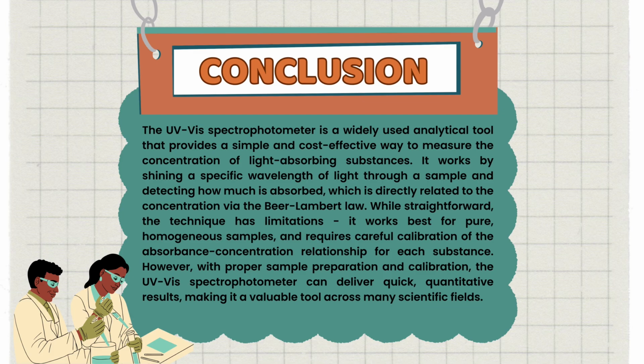So the last part is the conclusion, which is that the UV spectrophotometer measures light absorbing a substance by detecting light absorption at the specific wavelength, which follows the Beer-Lambert law. This technique is simple, cost-effective, and best for homogeneous samples requiring careful calibration. Despite the limitations, it provides quick quantitative results, making it valuable in many scientific fields.